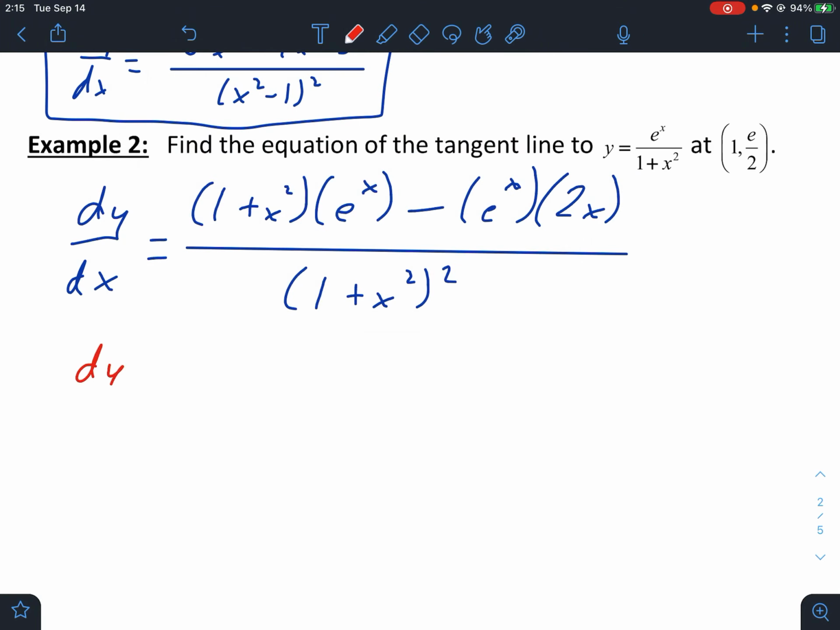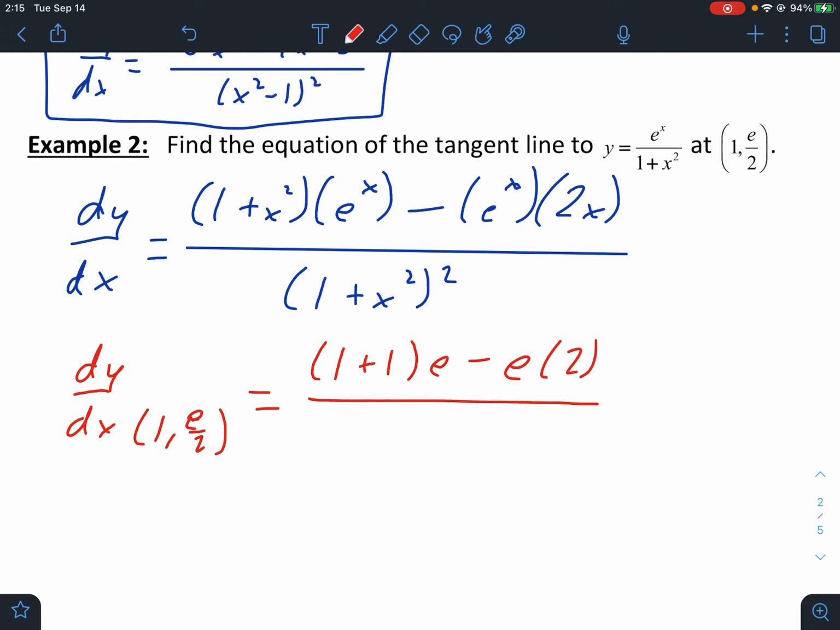So instead, let's just take the slope that we found, which is a slope everywhere, and find the slope at our point 1 comma e over 2. So we're going to put a 1 in everywhere we see an x. So it's 1 plus 1 squared, or 1 plus 1 times e to the 1 minus e to the 1 times 2 times 1 over 1 plus 1 squared squared.